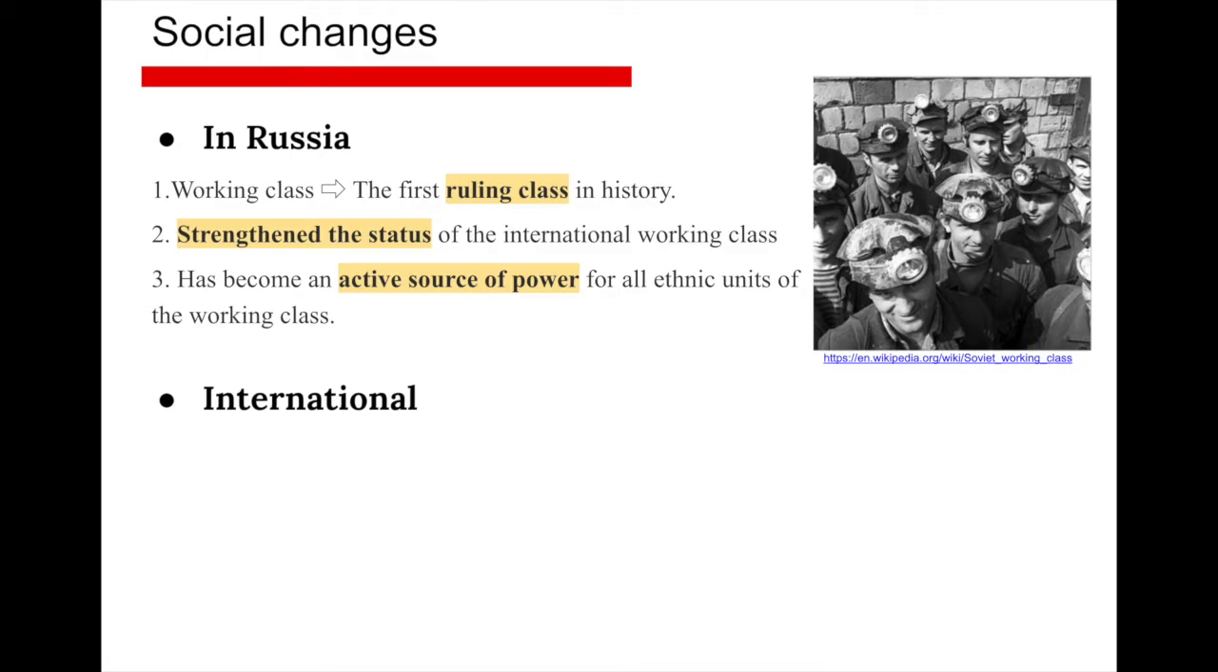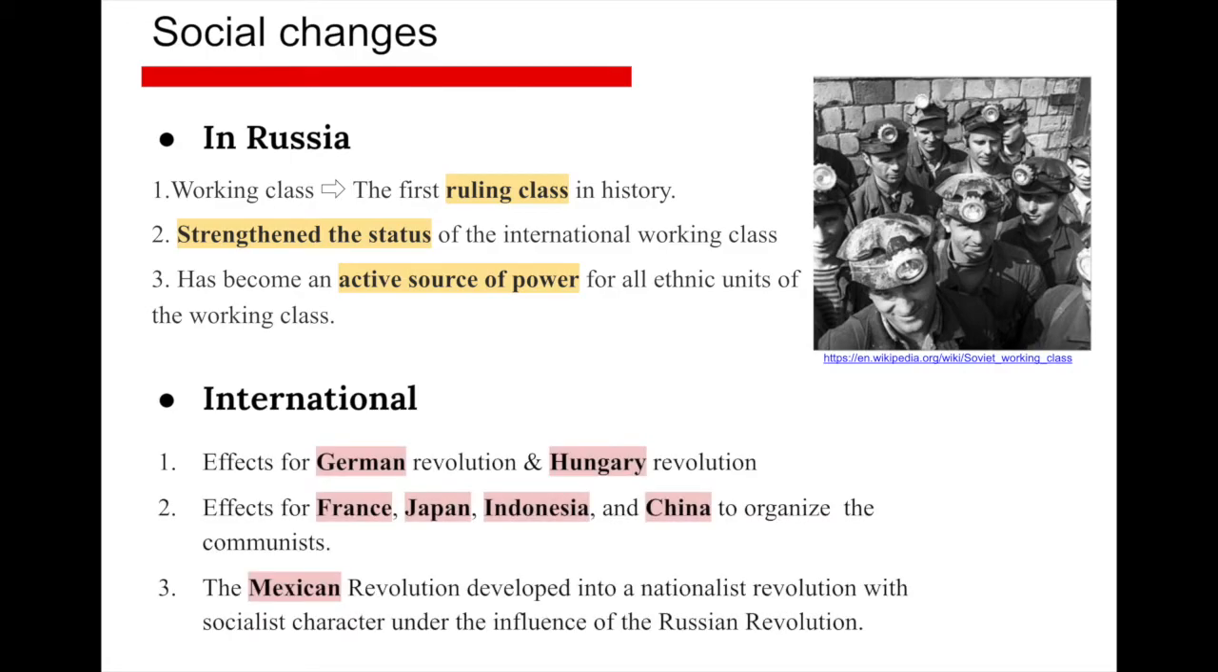And internationally, first, the Russian Revolution affected the German Revolution and the Hungarian Revolution. Second, it affected France, Japan, Indonesia, and China in organizing their communists. Third, the Mexican Revolution developed into a nationalist revolution with a socialist character.